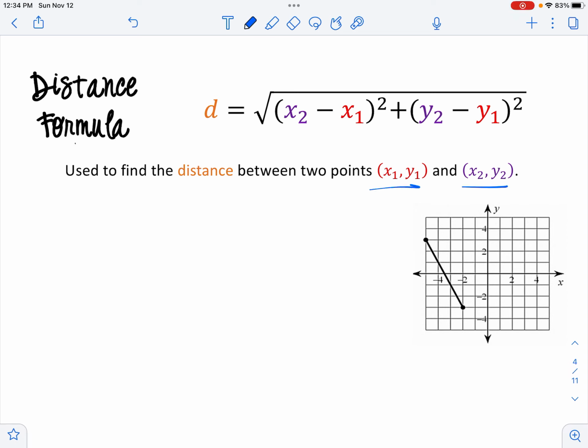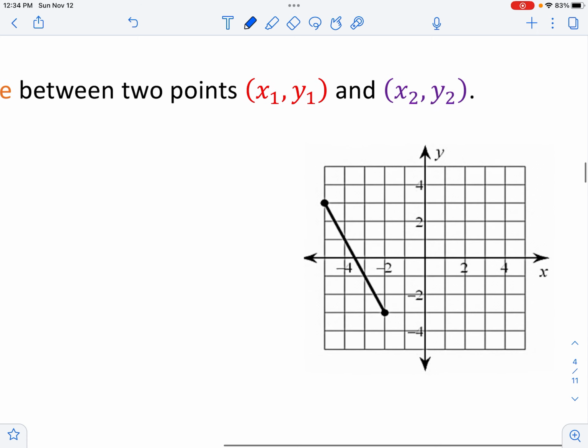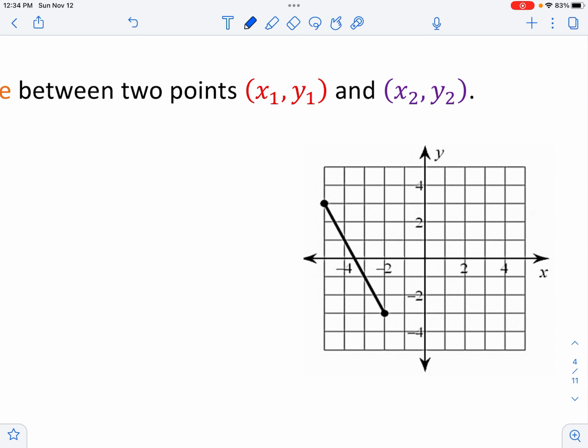Here you can see these 2 points right here. So 2 points, x1, y1 would be x and y from the first point, and x2, y2 would be x and y from the second point. So we look at this picture again. I want to first identify what are the points that we're looking at in this problem. So this point right here is (-5, 3). And this point right here is (-2, -3).